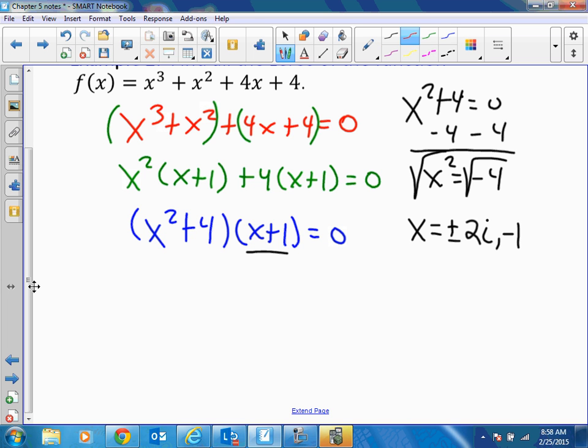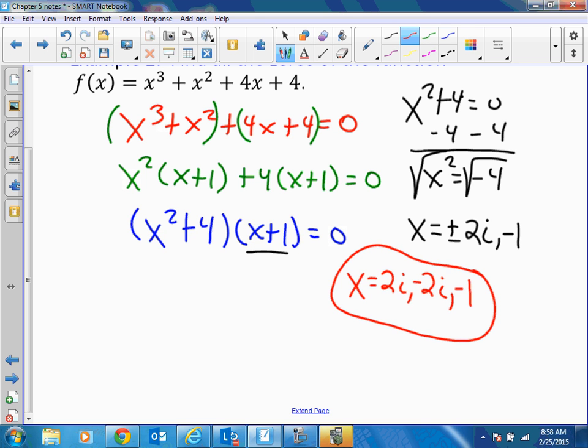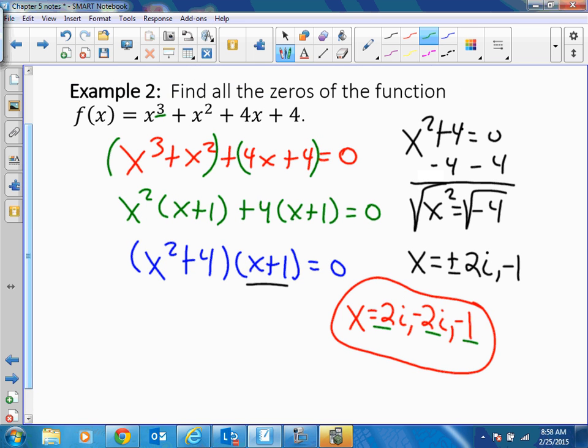If you wanted to write it out, you can write x equals 2i, negative 2i, and negative 1 as your answers. Notice how we have 1, 2, 3 answers, and our biggest exponent was 3. So you should always have as many answers as the exponent. That one you could have solved other ways, but that was probably the way I would choose to solve it.